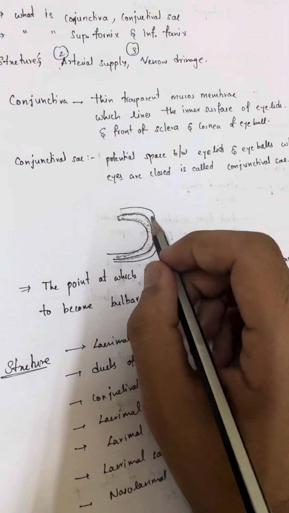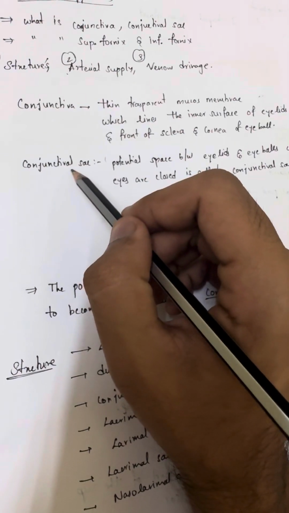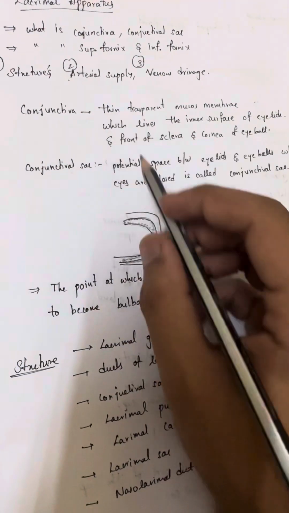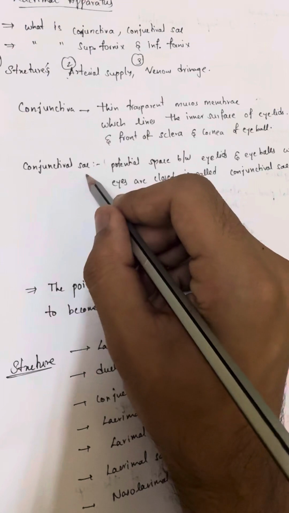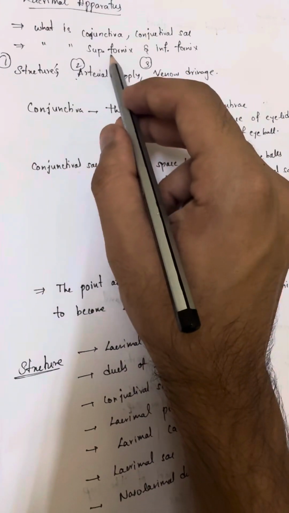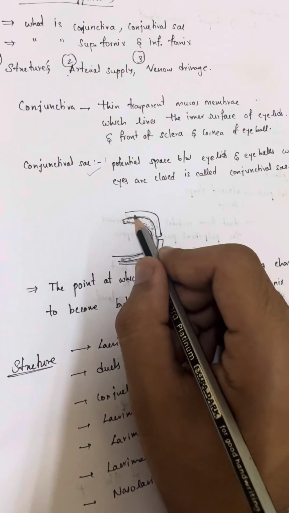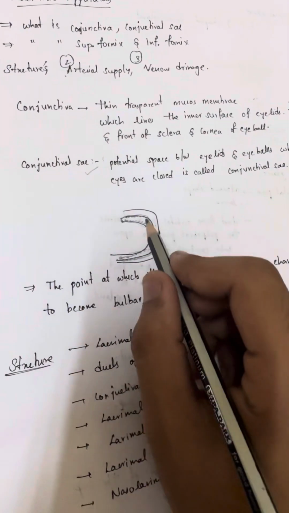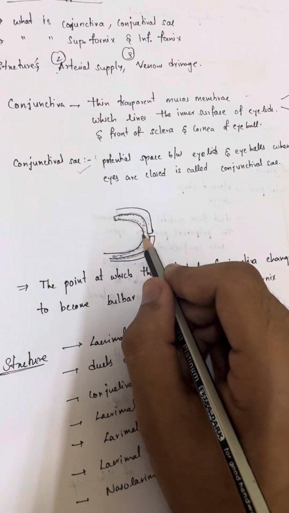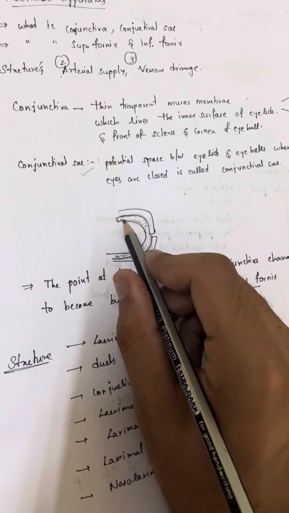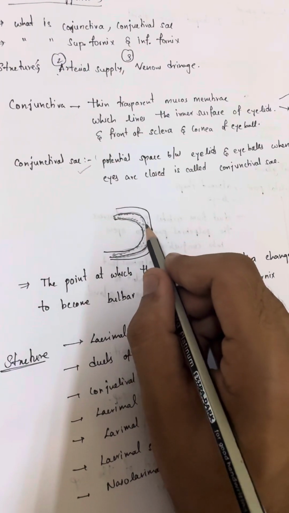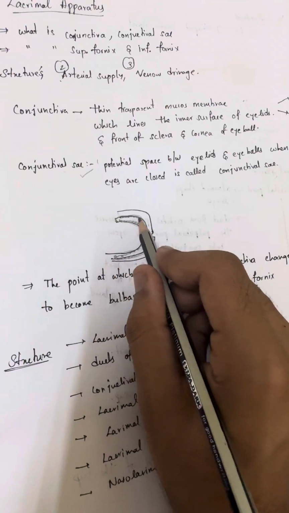So now this conjunctiva is defined as the membrane, and this space is the conjunctival sac. Now the fornix. First we will discuss the parts of the conjunctiva. So this is the bulbar part of the conjunctiva, and this is the palpebral part of the conjunctiva.